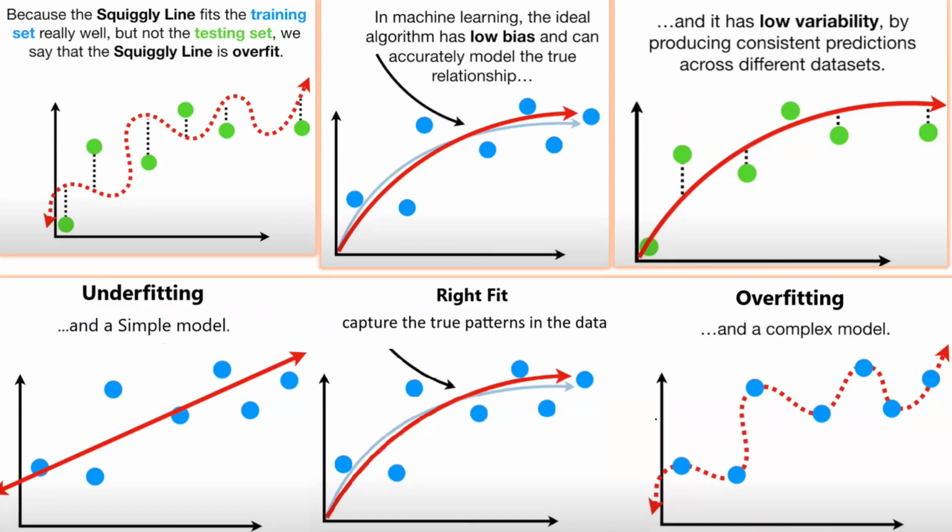This comes to an important one. So now we are discussing all this just to understand underfitting and overfitting. Now coming back here, because the squiggly line fits the training set really well, but not the testing set, we say the squiggly line is overfit. Overfit means you're trying to find a function that is exactly joining all the points in the training set, which shouldn't be done ever.